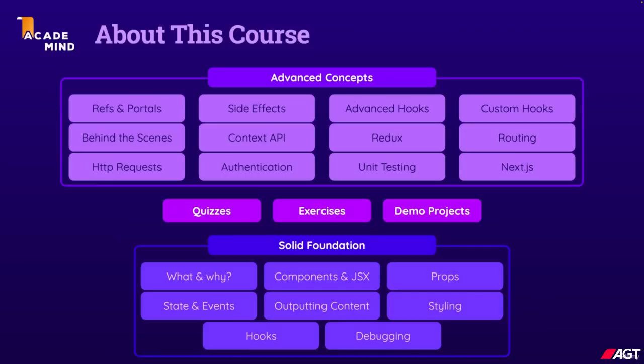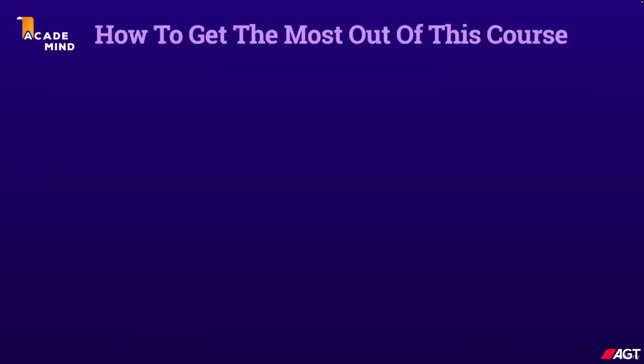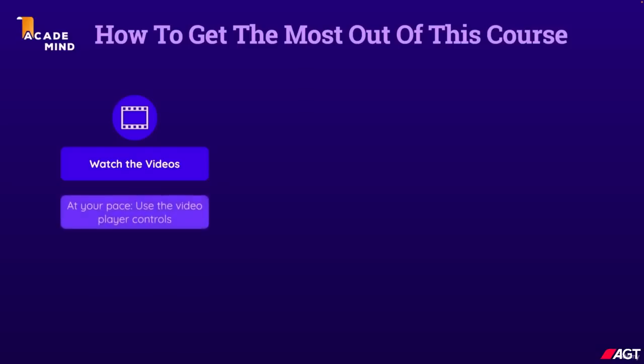Now, obviously, this course has a lot of content, but I want to make sure that you also get the most out of this content. And of course, since this is a video-based course, this all starts with watching the videos. But watch them at your pace. Use the video player controls to slow me down if I'm going too fast, or speed me up if I'm going too slow. Also, take advantage of the fact that this is an on-demand video course. Watch the videos whenever you have time for them. There is no time pressure on you.